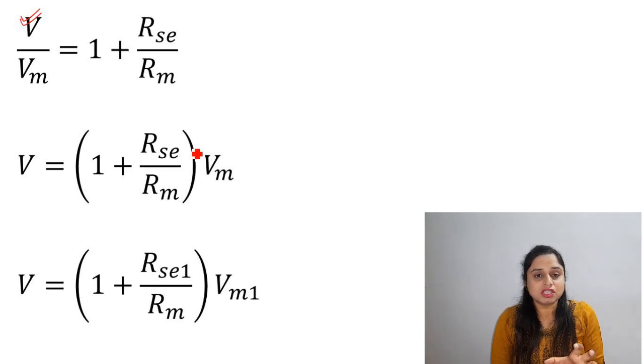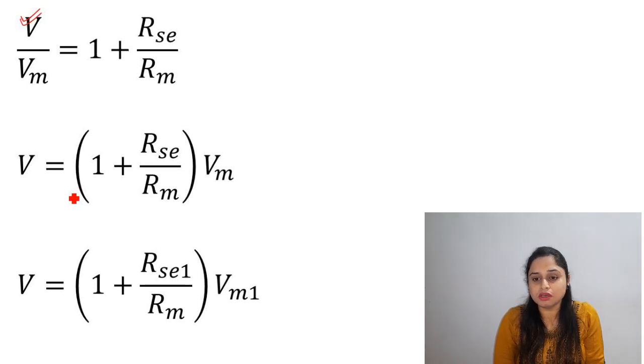Here, what is changing? The multiplier setting. The multiplier setting, that is nothing but the RSC, will get changed. According to that, your voltmeter reading will get changed. But the meter resistance will remain constant.